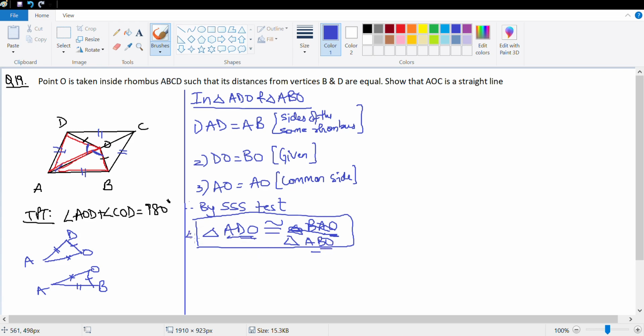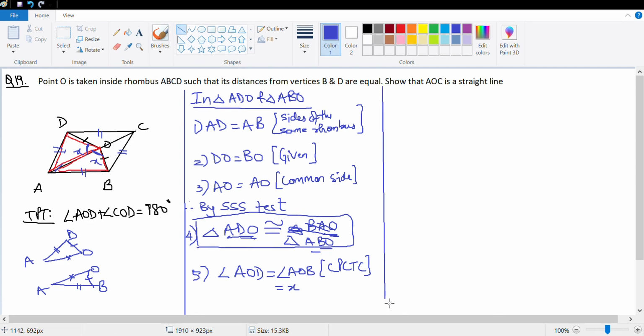This is my point number 4, which means that angle AOD is equal to angle AOB. Let's call this CPCTC and let's give this a name X. So this angle is X, this angle is X. Let's try and prove the other two triangles congruent, and let's see if we can get something out of that. So let me try and prove DOC and BOC congruent.